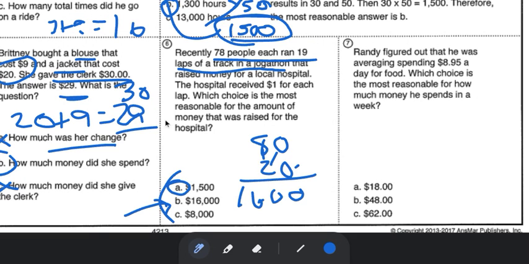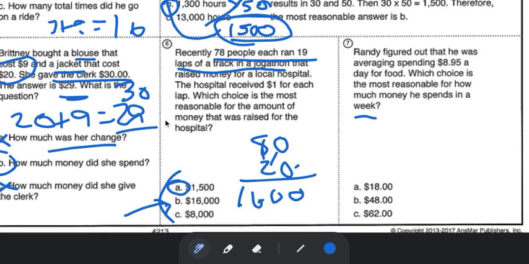All right, pause the video, try number 7. Don't forget to show your work here and round before you do the math. All right, here we go. So you should have already done the problem here for 7. Randy figured out that he was spending $8.95 a day for food. Which choice is the most reasonable for how much money he spends in a week?